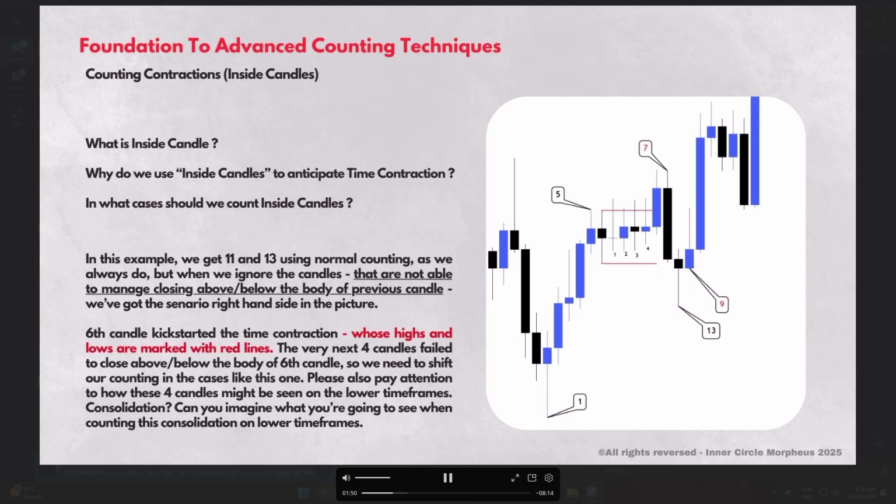Please also pay attention to how these 4 candles might be seen on the lower time frames. Consolidation? Can you imagine what you're going to see when counting this consolidation on lower time frames?